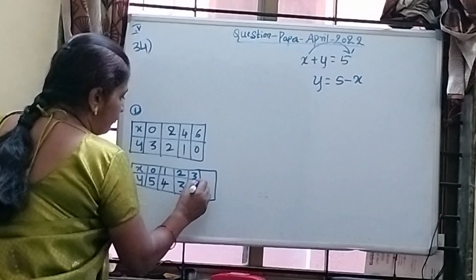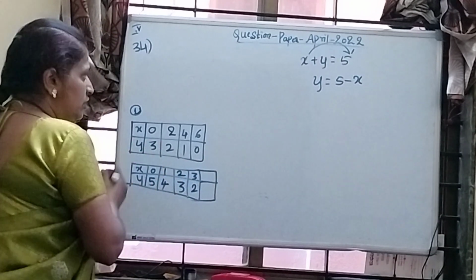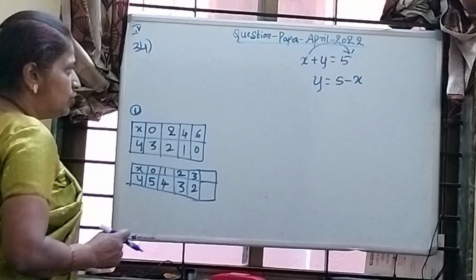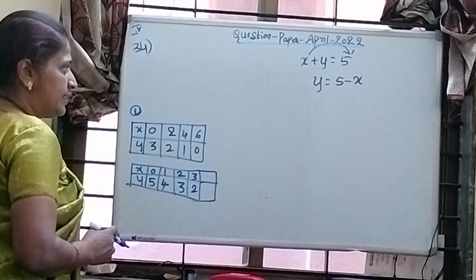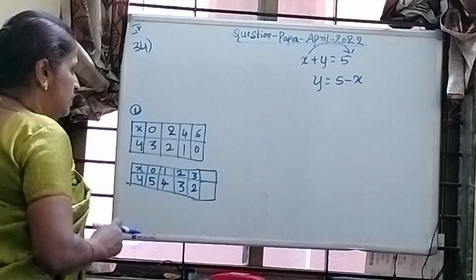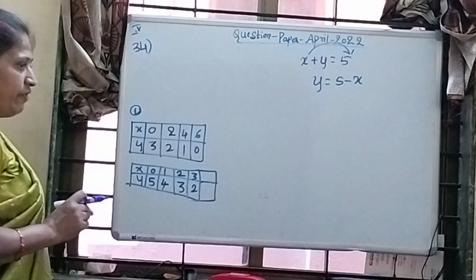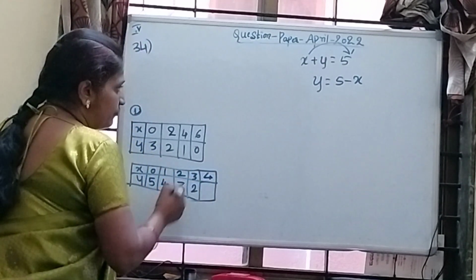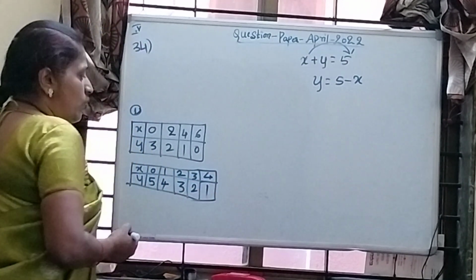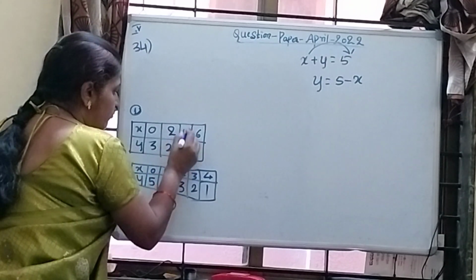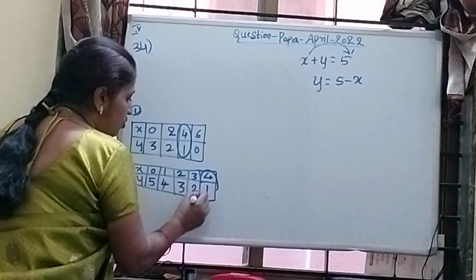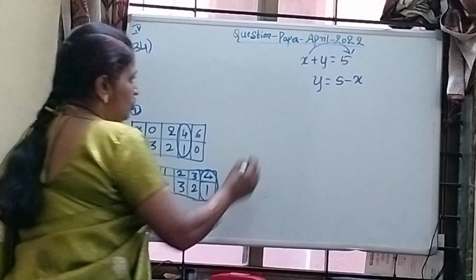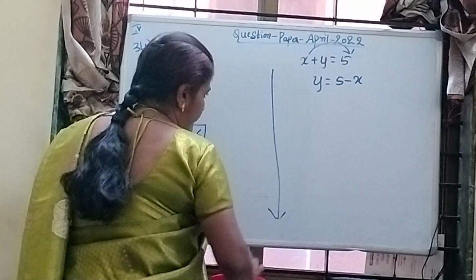One more point we have to take, because we have to check whether they are intersecting lines or not. Usually in the examination you will get intersecting lines. If they are intersecting lines, we have to get one pair of common points. So now I will take 4. If x is 4, 5 minus 4 becomes 1. So we got (4, 1) as the common point. Definitely the two lines are intersecting, so for that you need to draw the graph.